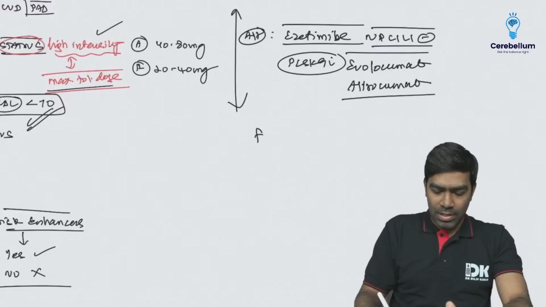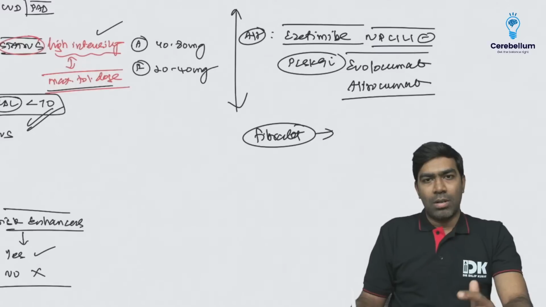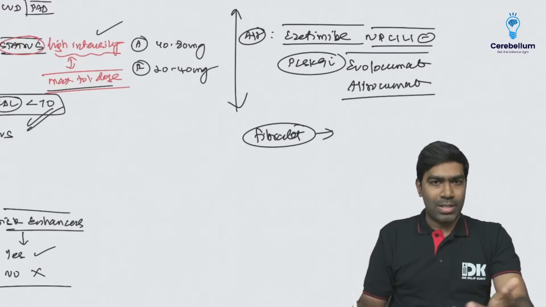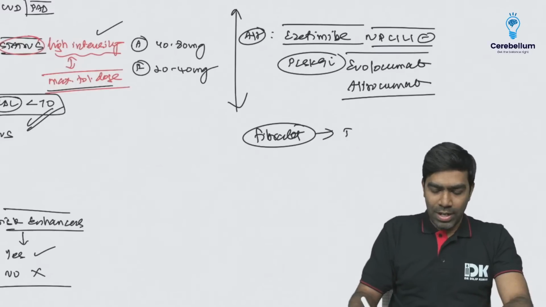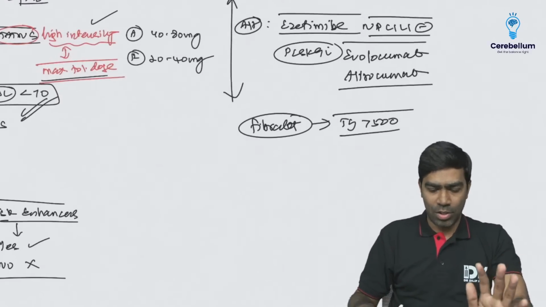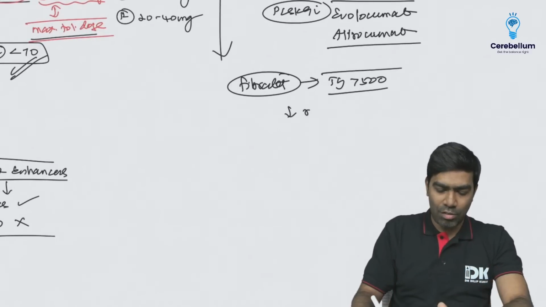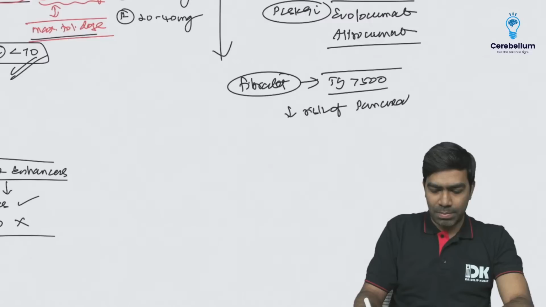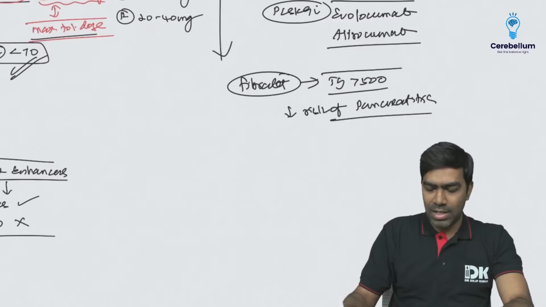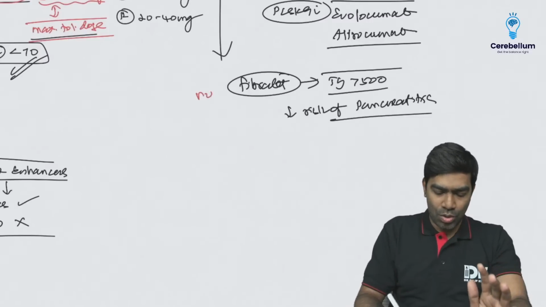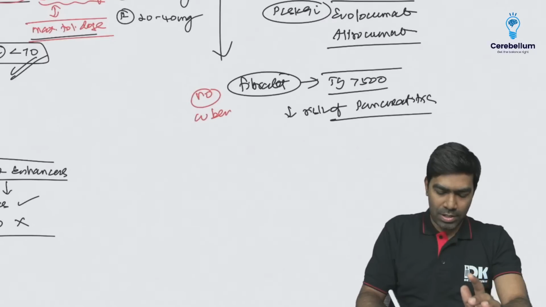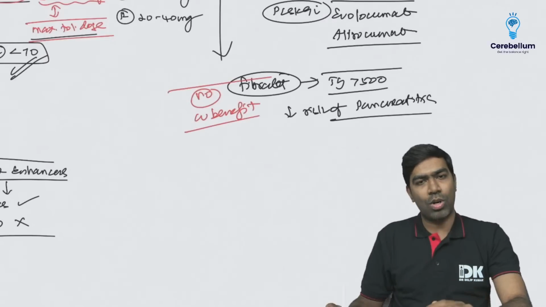And when you use fibrates, probably fenofibrate or gemfibrozil, you use them only when triglyceride levels exceed 500. So then only you're going to use fibrates. Otherwise, no fibrates. This is to reduce the risk of pancreatitis. Remember, fibrates don't reduce cardiovascular risk. No cardiovascular benefit with fibrates. That's a very important point. Please underline it. No cardiovascular benefit.